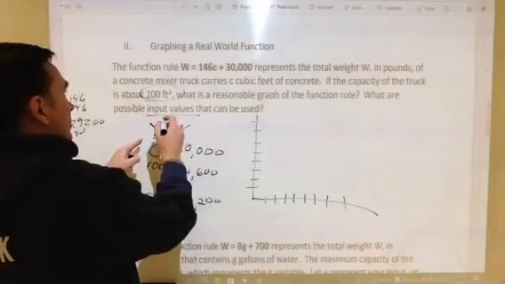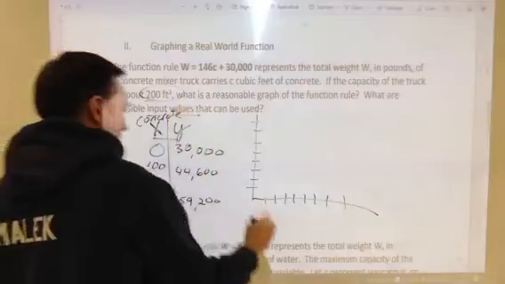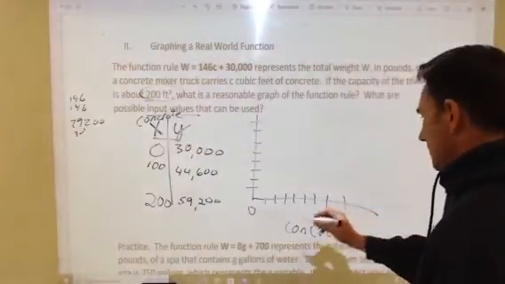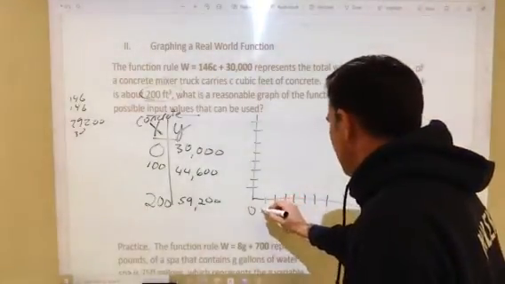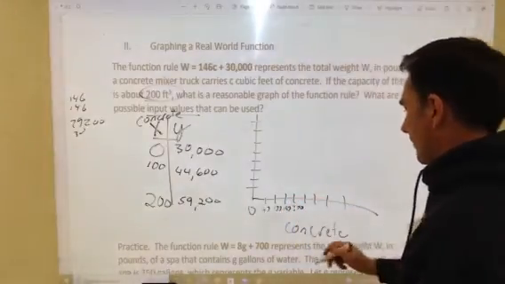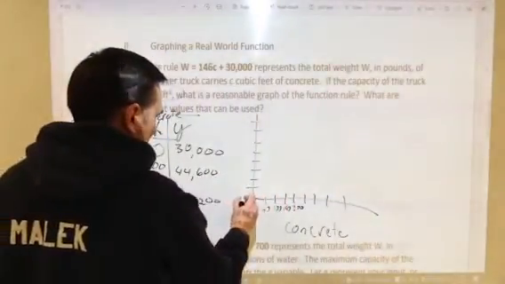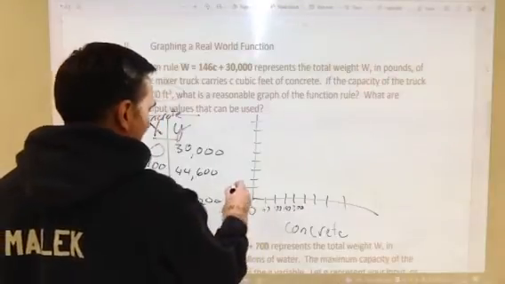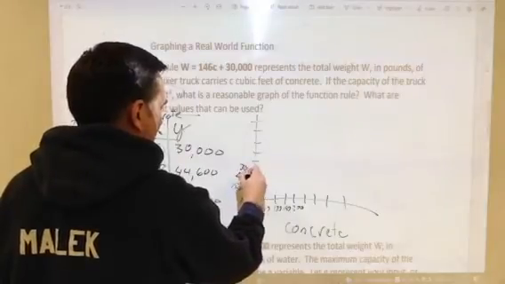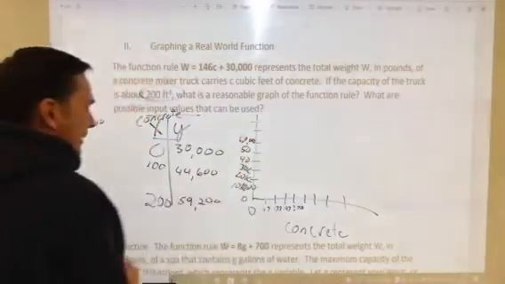So the x value is how much concrete we can have, which goes on the bottom. We're going to go from 0, and maybe we go up by 50s. And I'm kind of cutting a little short. But with the weight, I'm going to start here at about 0, and I'm going to go up by tens of thousands. 10,000, 20,000, 30,000 pounds. 40,000, 50,000, 60,000 pounds is there.